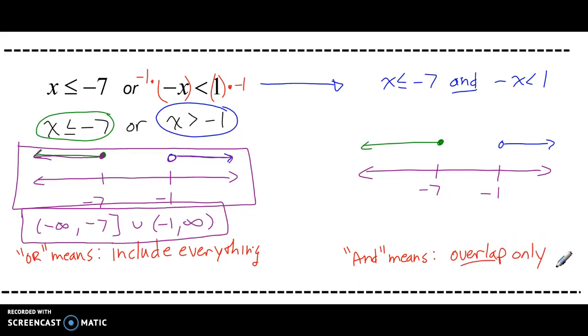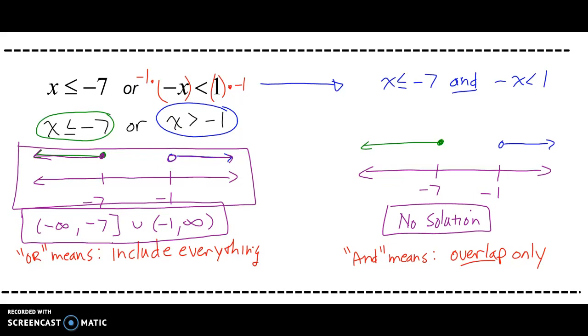And if you look at this picture, there's no overlap. There are no numbers that are both less than or equal to -7 and at the same time also bigger than -1. So in a situation like this, where there's no overlap at all, the answer I would provide would be no solution, and that is a possibility.